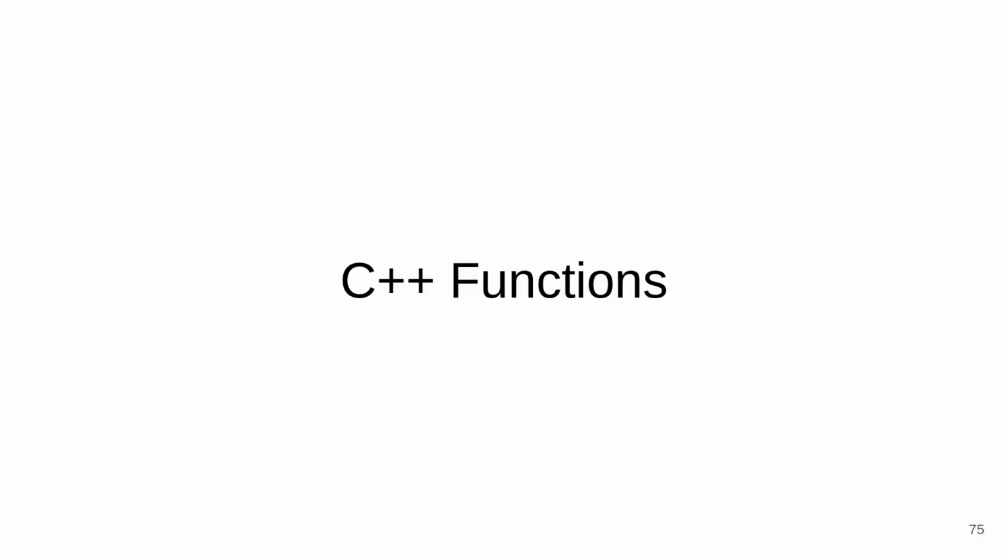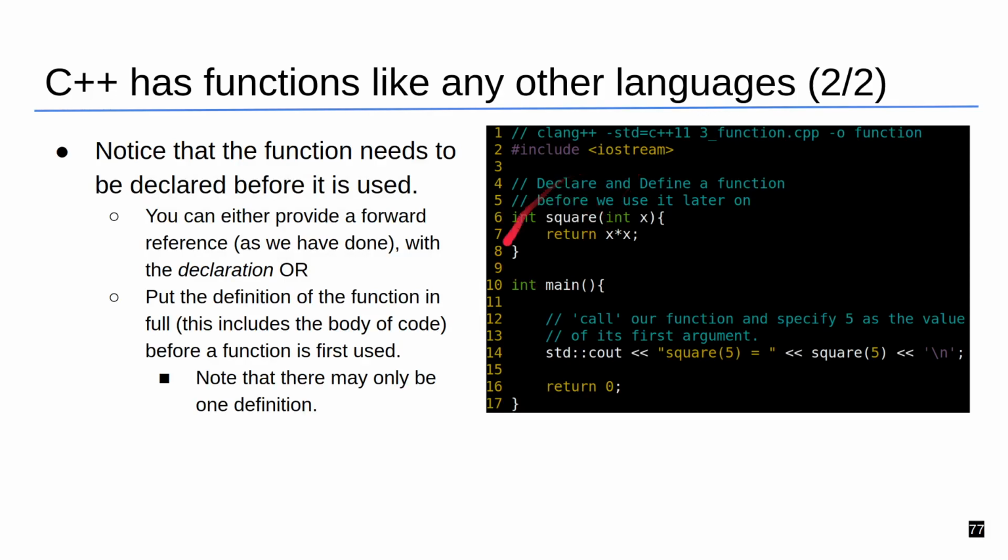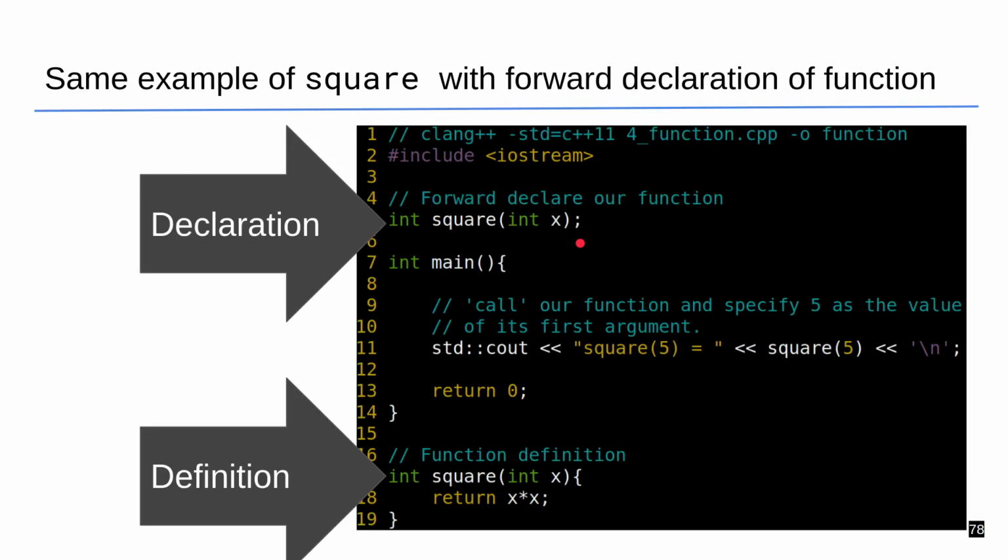All right. So we've got functions in C++, just like everything. Here's a function, square. We have to declare them before we use them. So this function has been declared as well as defined. The body of the code is here as well. You could alternatively do this. I'll use these terms, declaration and definition, sometimes, but that's what it means here.